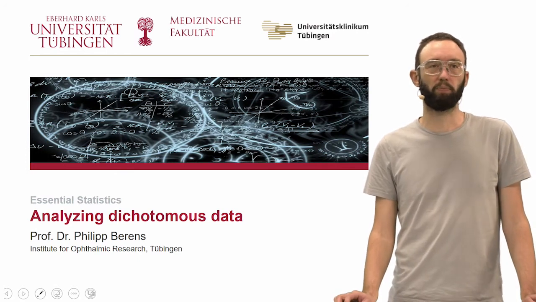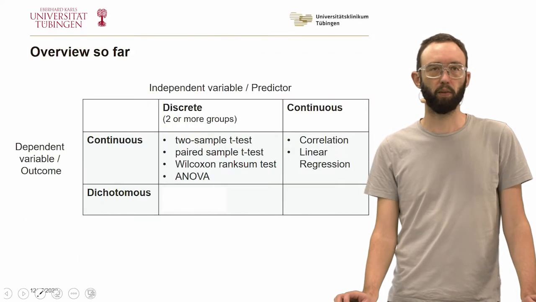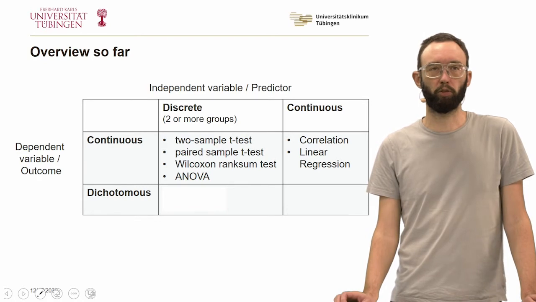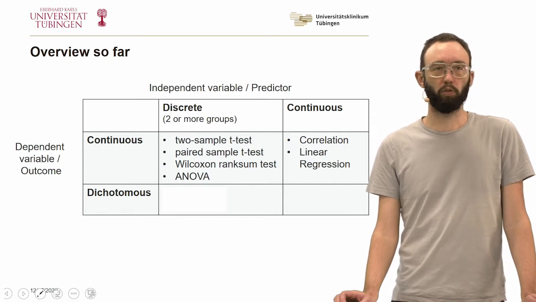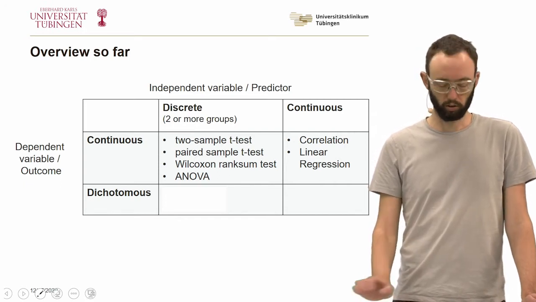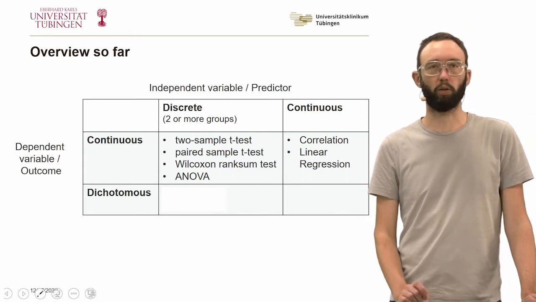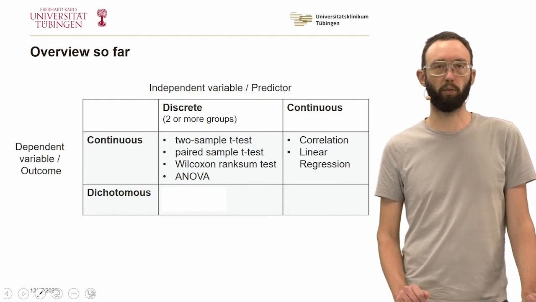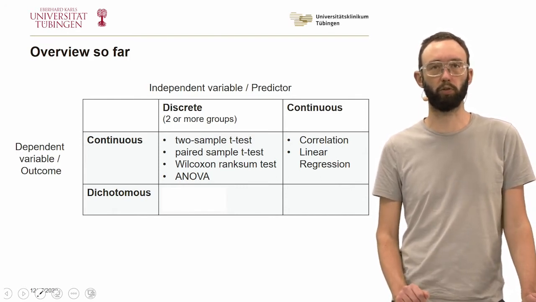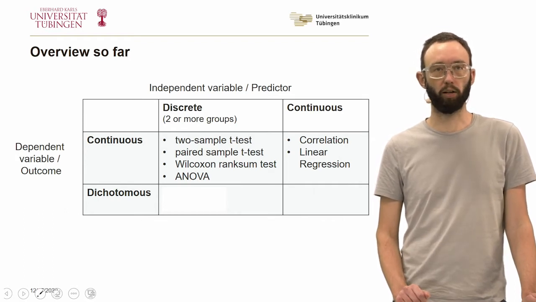Welcome to the next lecture in our Essential Statistics course, Analyzing Dichotomous Data. We are slowly filling our table of different testing scenarios here. In the last lectures, we already covered, as a first example, tests when the dependent variable or the outcome variable was continuous, and our predictors or independent variable was discrete. So, for example, the two-sample t-test, the paired sample t-test, or their non-parametric alternative, the Wilcoxon-Rank-Sum test. And finally, when you had more than two groups, an ANOVA test.